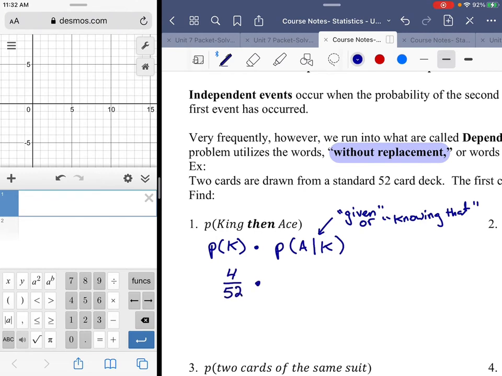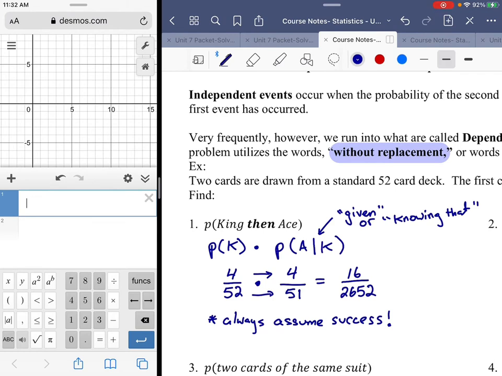I select one at random. It turns out we always assume success in probability. Always assume success. So I assume I got a king. I didn't get all 4 kings because I only selected 1 card, but I'm going to assume I got one of the kings, which means I'm now short 1 card in the deck. So I'm down to 51, but I still have all my aces. So I still have all 4 of those. So I just do a little multiplication across the top, across the bottom, and I get 16 out of 2652.